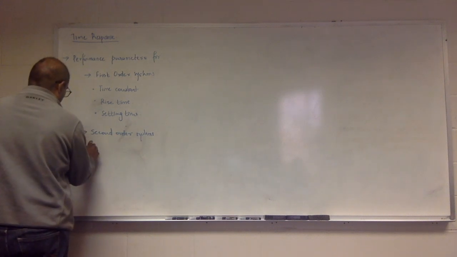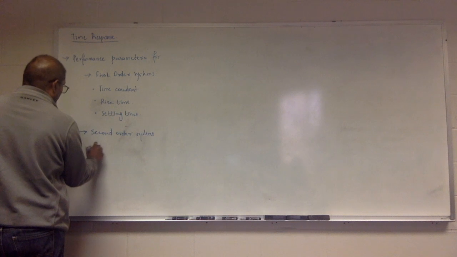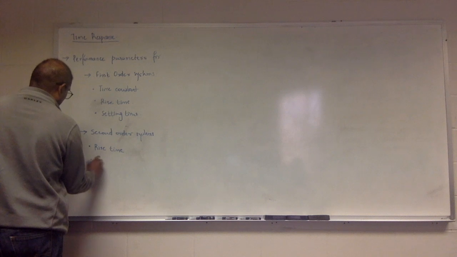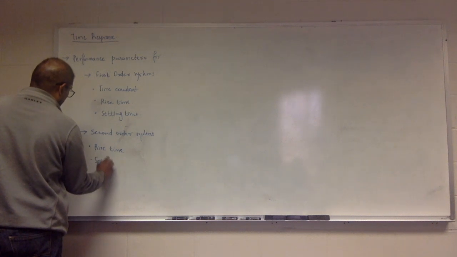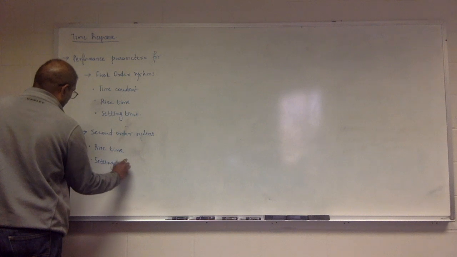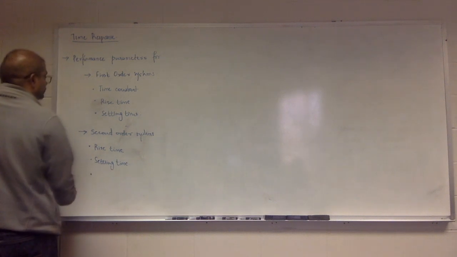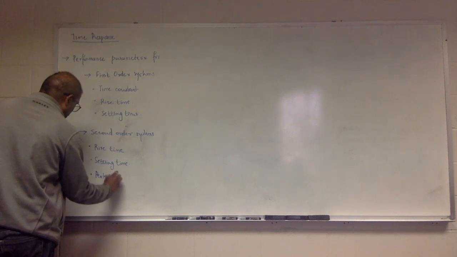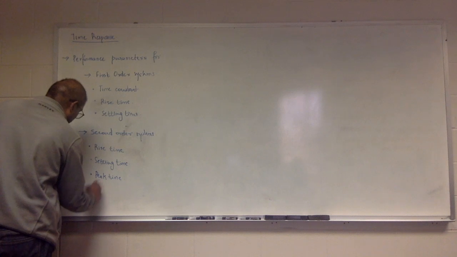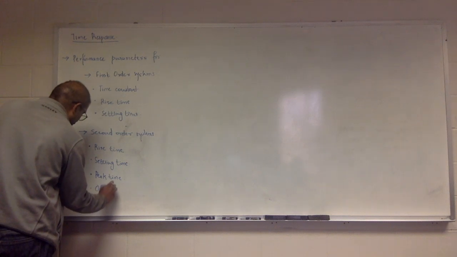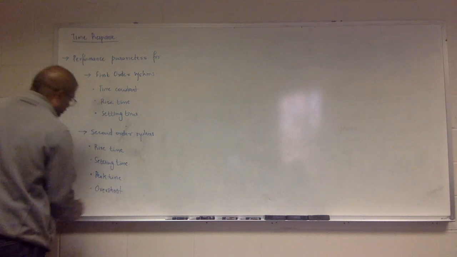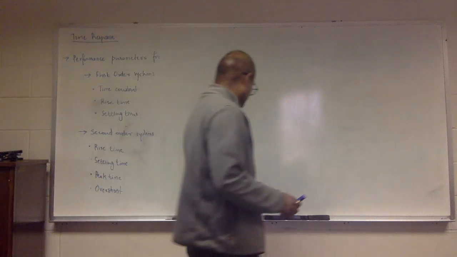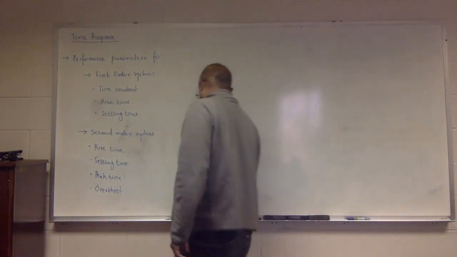Again, even in the second order system, we are going to look at something similar. We are going to look at rise time, settling time, peak time, and overshoot. These are the performance parameters we are going to look for when we discuss second order systems.